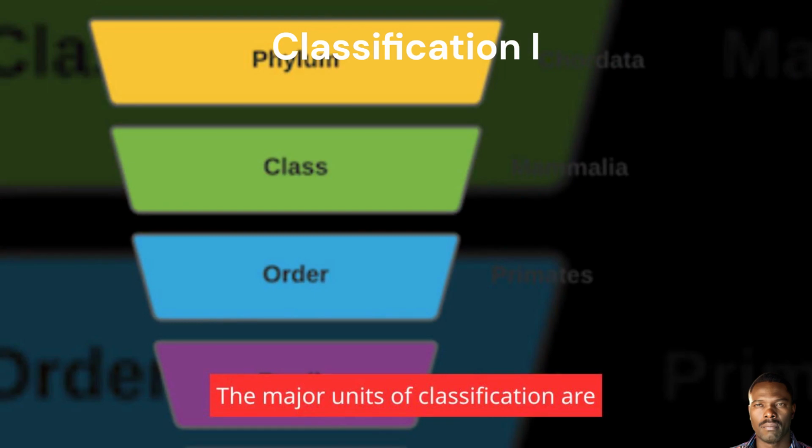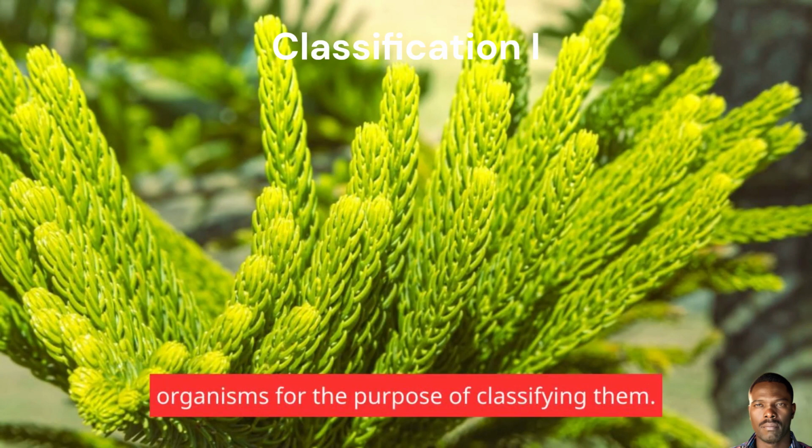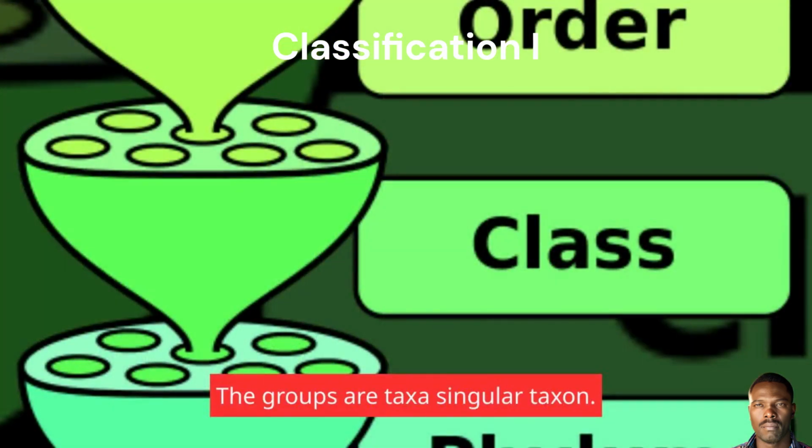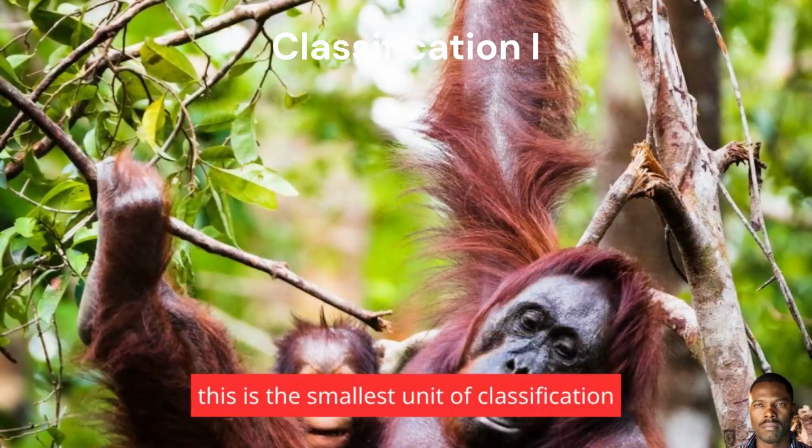The major units of classification are also known as taxonomic groups. Taxonomy is the study of the characteristics of organisms for the purpose of classifying them. The groups are taxa, singular taxon. The taxonomic groups include species. This is the smallest unit of classification.